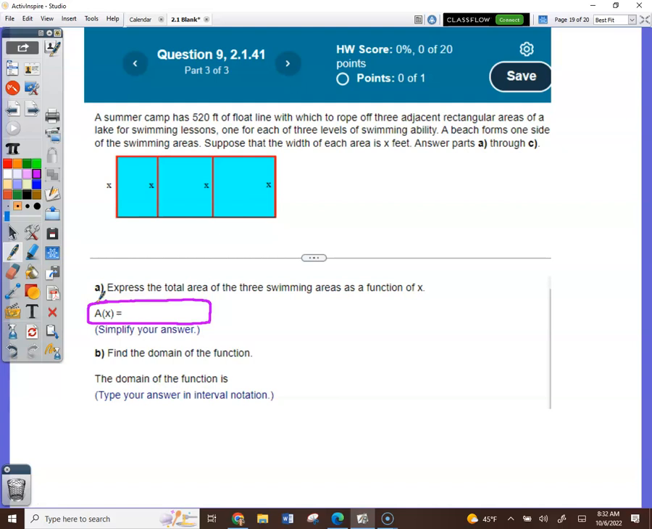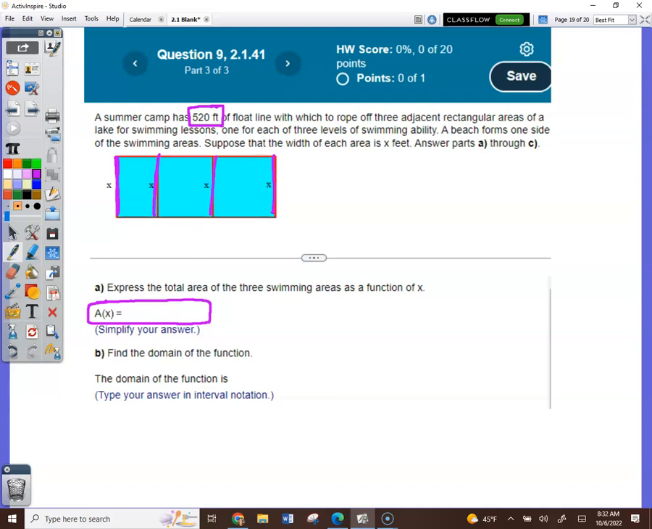There's one small tweak, and that would be instead of having just a single partition here and here to block it off, they're saying this is a summer camp. You have 520 feet total of those, y'all know in the pool where they have that float to let you know shallow end from deep end. Okay, so you have 520 feet total of float line to rope off 3 adjacent rectangular areas for swimming lessons, 1 for each of the 3 levels of swimming ability. So this is a rope, this is a rope, this is a rope, and this is a rope.